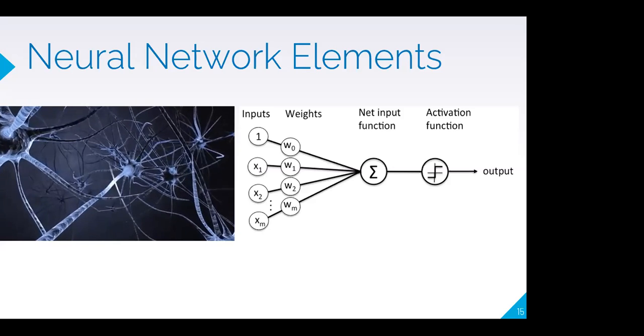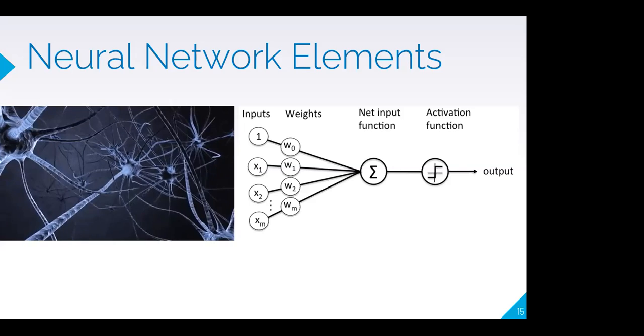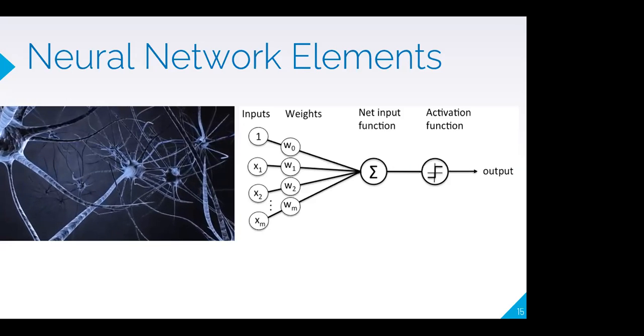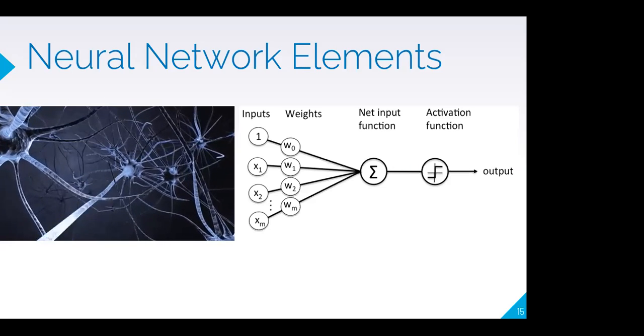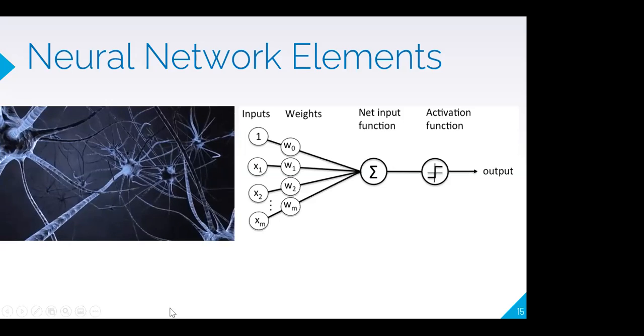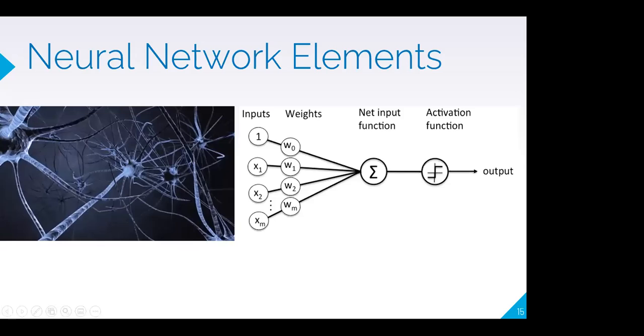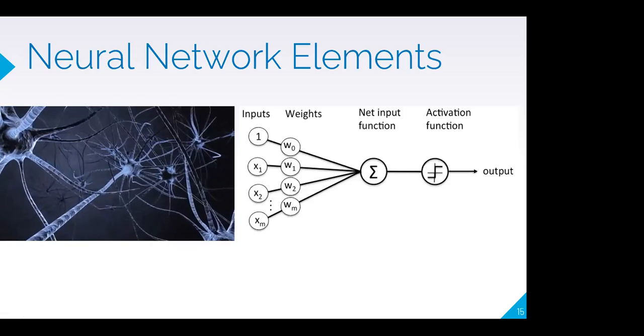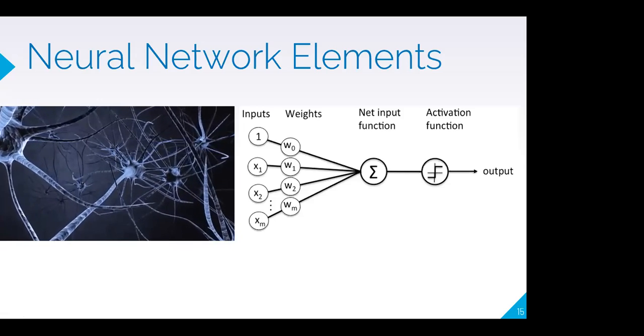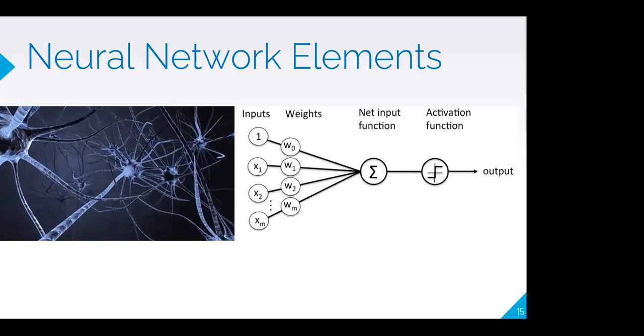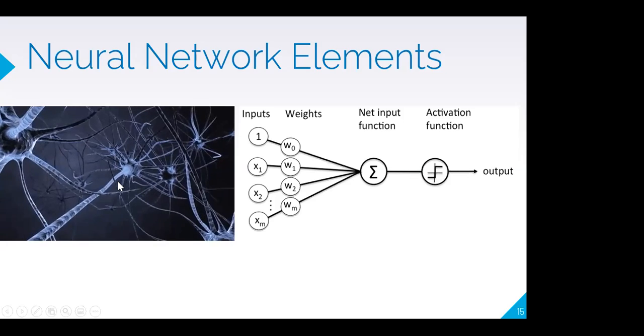For example, excitatory means positive weight, or inhibitory means negative weight of one neuron or the other. In this basic model, the dendrites carry the signal to the cell body, where they get summed. And if the final sum is above a certain threshold, the neuron can fire, which sends a spike along the axon like you see over here.